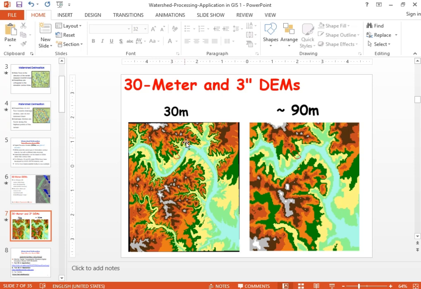We can visualize the difference between the 30 meter and 90 meter resolution DEMs. When the resolution is higher, it covers a smaller area, but we can observe it in a clearer way. In the case of 90 meter resolution, it covers a larger area, but its clarity is not as good as that of the 30 meter resolution, and vice versa.